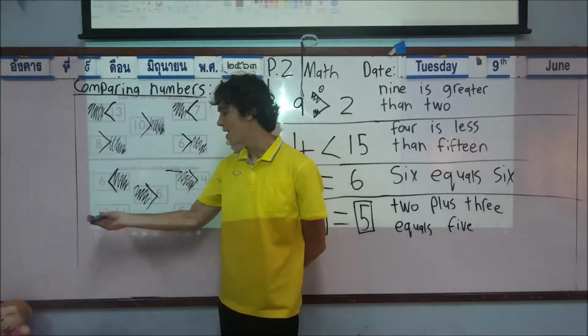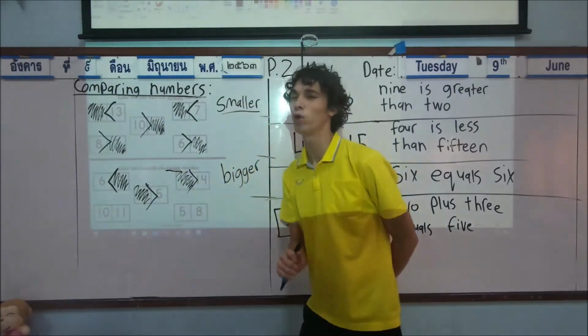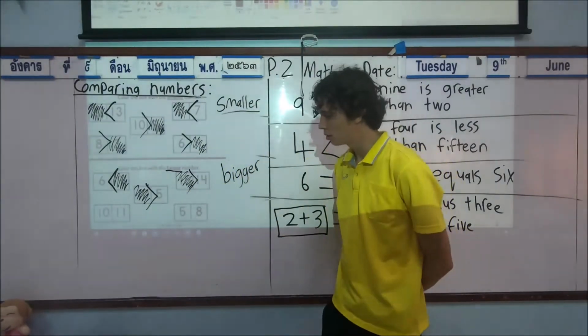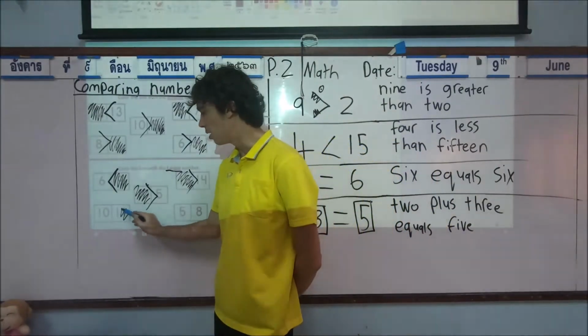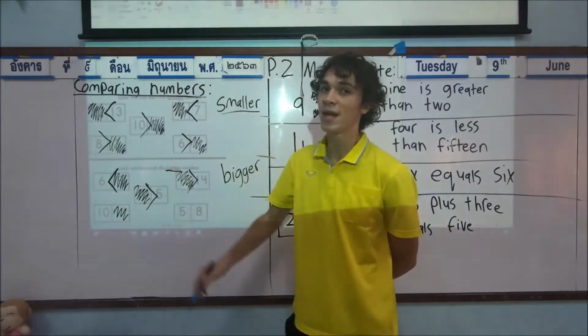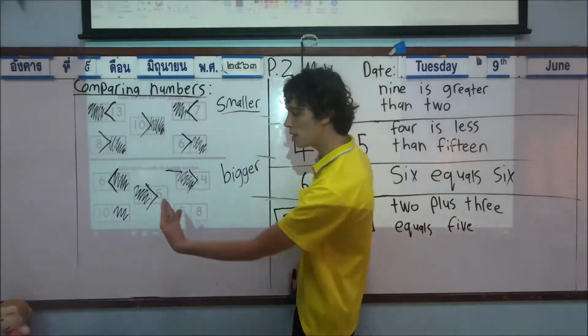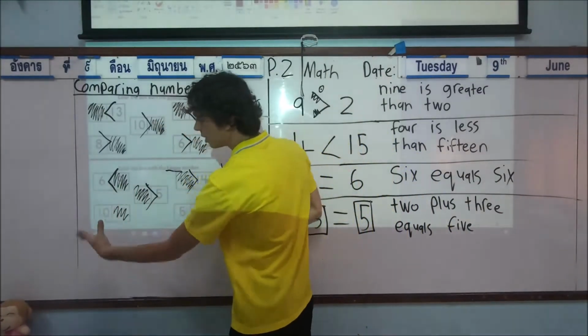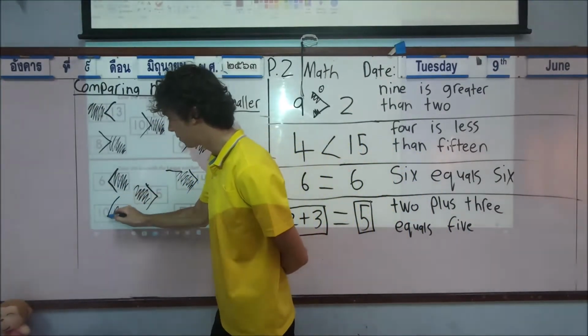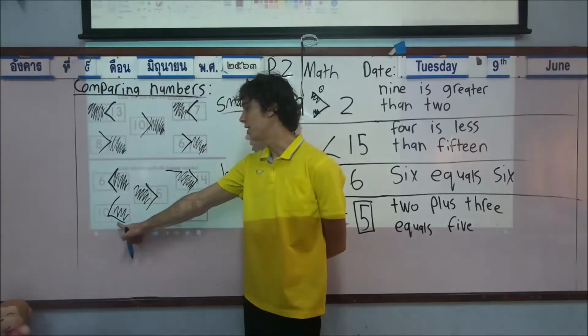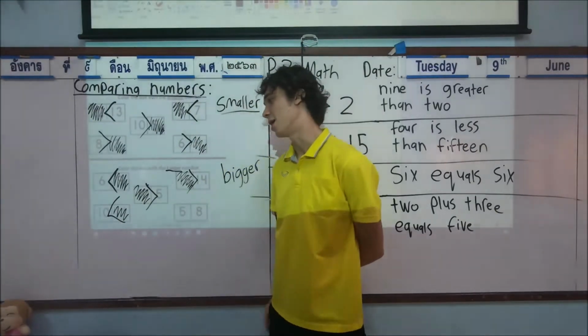Next is 10 and 11. Which one is bigger? 11 is bigger than 10. So we eat the 11. 11 is greater than 10.